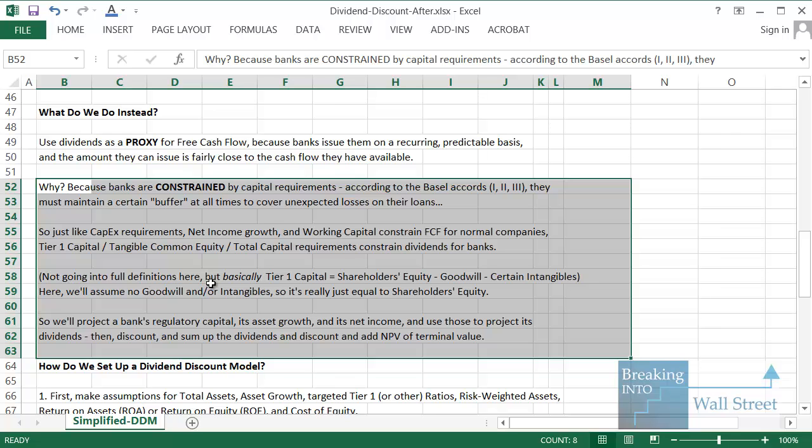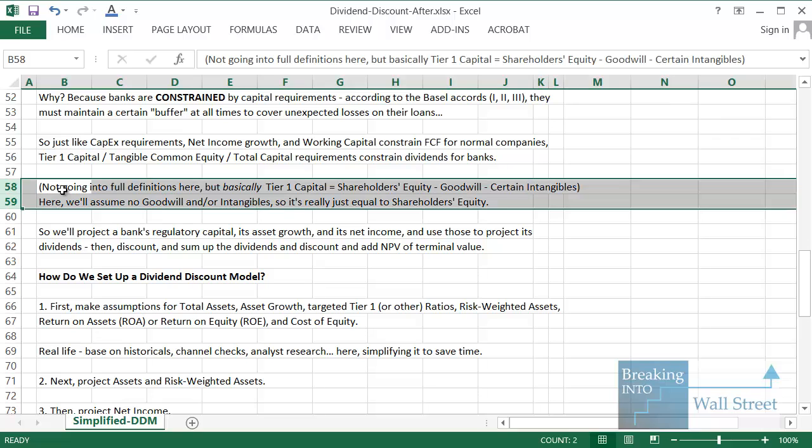So as I said, there's a lot that goes into it. One of the most important metrics is Tier 1 capital, which is basically equal to shareholders' equity minus goodwill minus certain types of intangible assets. And we're not going to get into the full definition of all this here. I'm just giving you the rough overview, the high level ideas. But here we're going to be assuming that Tier 1 capital is essentially equal to shareholders' equity, again, which is in place to cover the bank's unexpected losses. So we're going to be assuming that. We're going to be assuming no goodwill, no other intangibles.